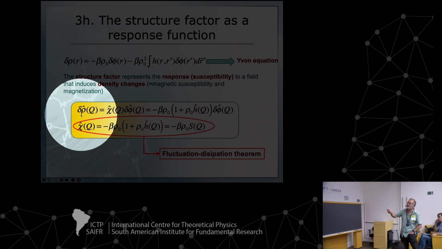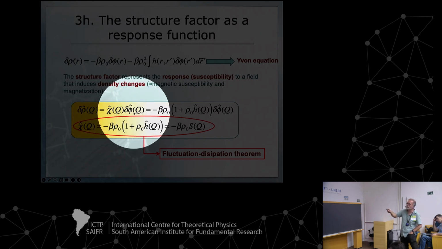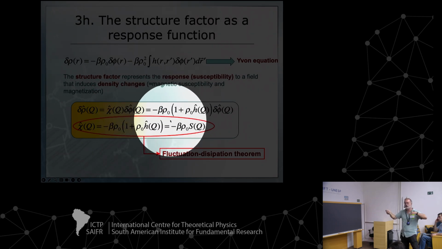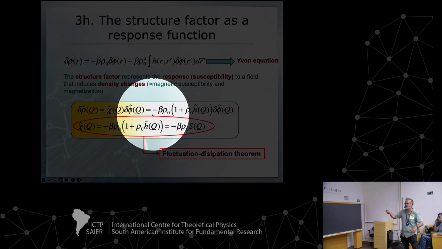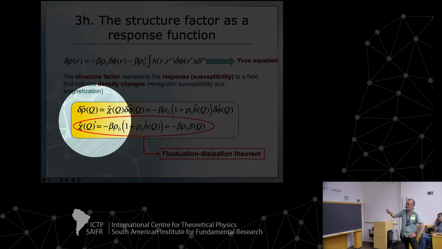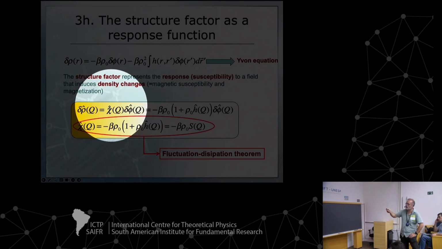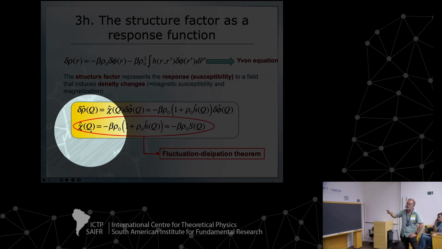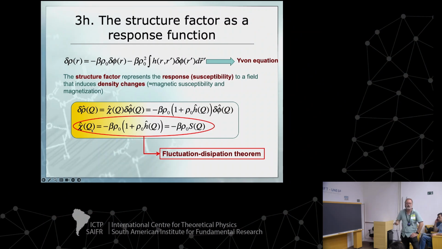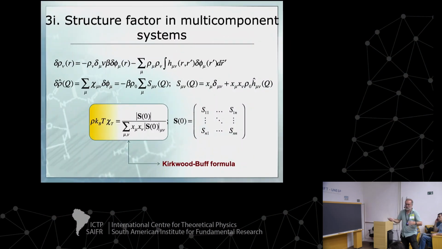And it's telling you that this is the response to a field that is the source of fluctuations in density, right? The field that makes the fluctuations, and the function that controls the response of the system. The function that controls the response of the system is this quantity, whose Q to 0 limit is precisely the compressibility. And the Q to 0 limit is easy to understand, right?